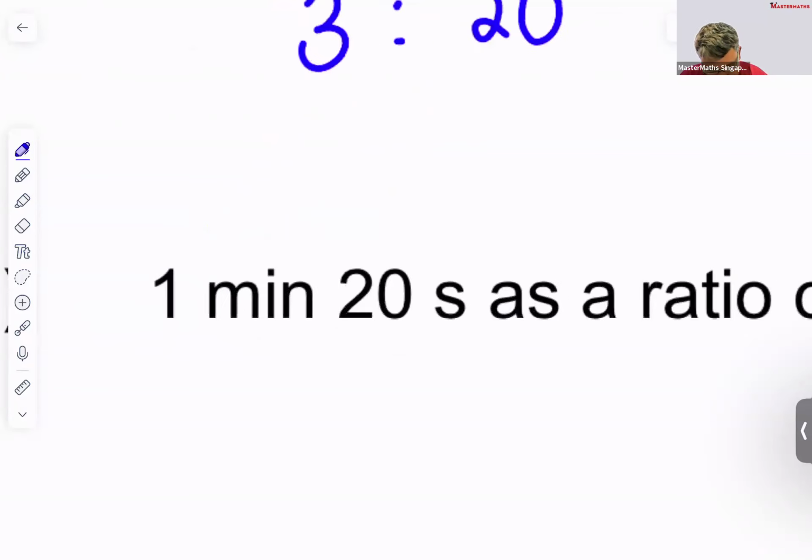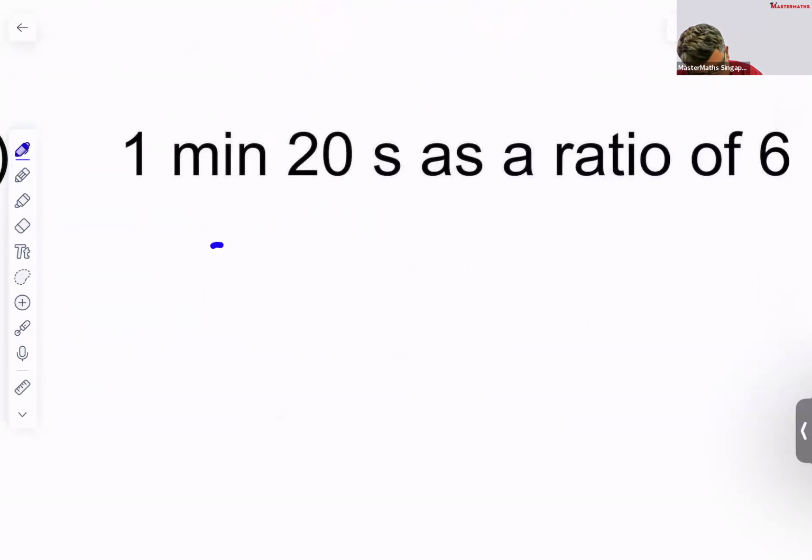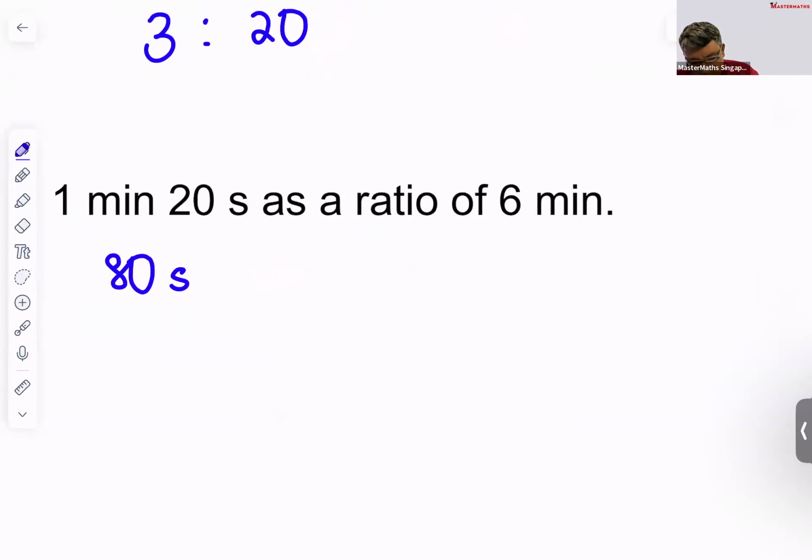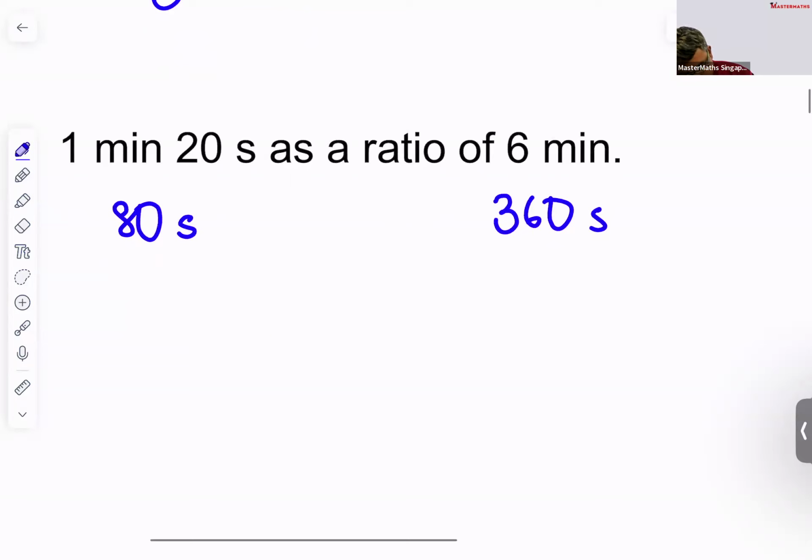Seconds. So 1 minute 20 seconds is 60 plus 20, so 80 seconds. 6 minutes? 60 times 6. 3 times 6, which is 18, and that's times 2, 360. So we're going to do 80 is to 360.